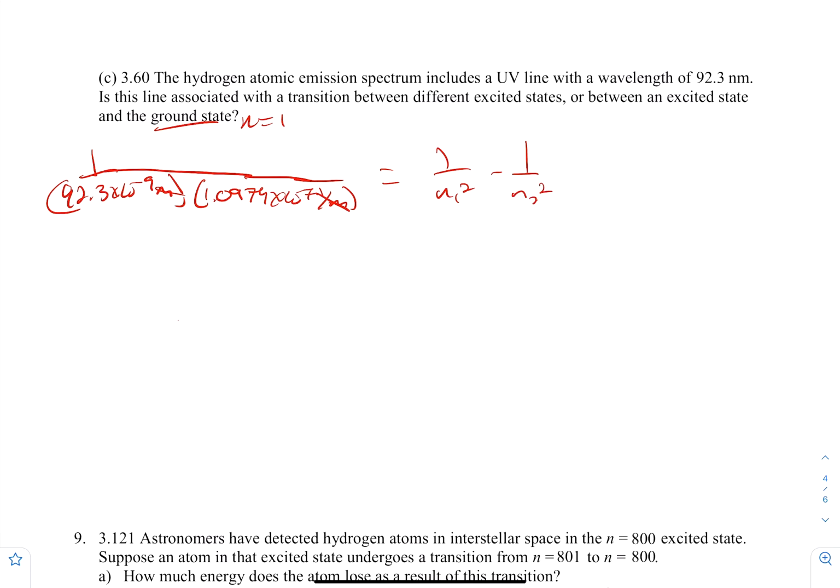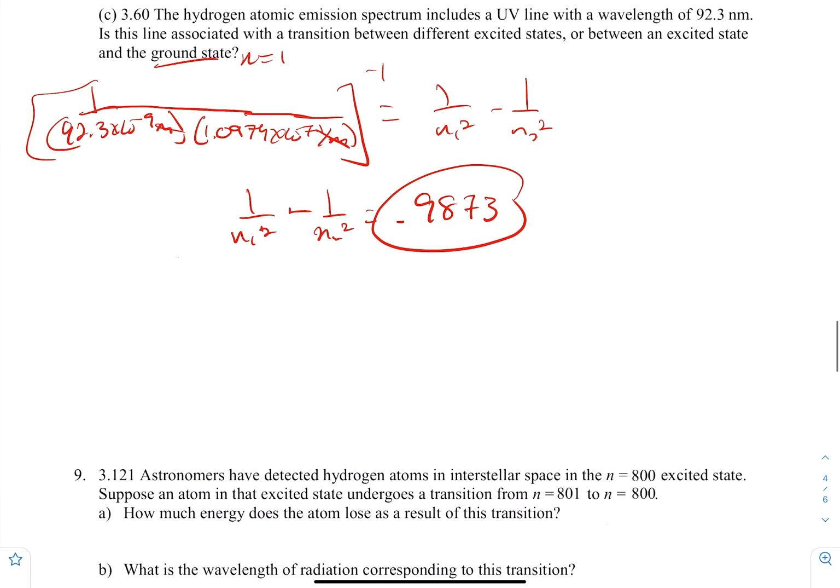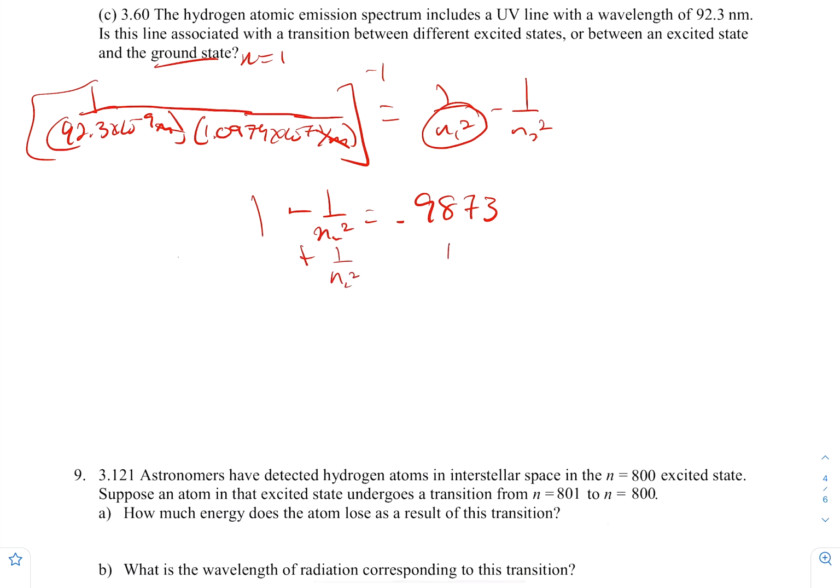Now, if you do that, remember to invert this. I get 1 over n1 squared minus 1 over n2 squared is equal to 0.9873. Now, what do you notice about this number? This number falls between 0.75 and 1, so I'm going to assume that this n1 here is going to be n equals 1. So I'm going to plug that in. I'm going to say this is n equals 1, so 1 squared, which is just 1. So I'm just going to put 1 right here, and then I'm going to add this over here and then subtract this guy over here.